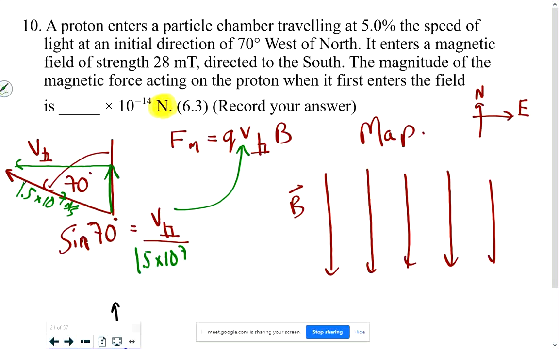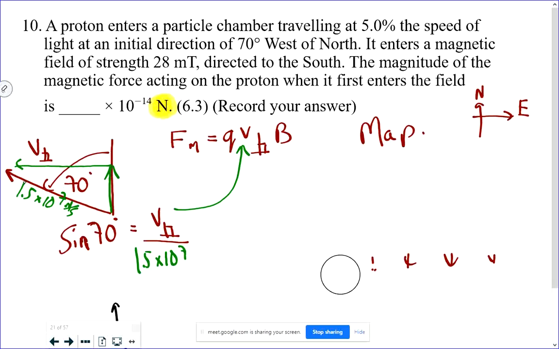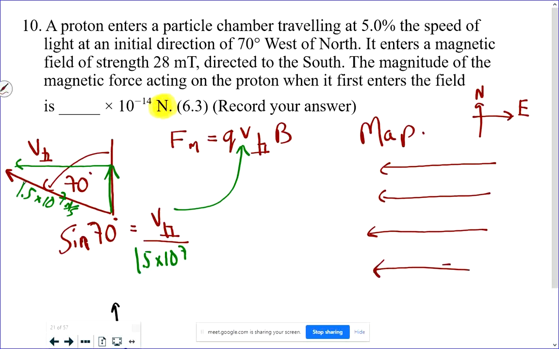But what would the answer to this question be if, so I'm trying to figure something out while I'm working on this, if the question said that the magnetic field were, say, west? I mean, if the magnetic field were west, that would change things. Because when you look at the two components of this velocity, the one that's perpendicular to west is this, which happens to be adjacent to the 70-degree angle, which would mean that you'd have to use cosine.